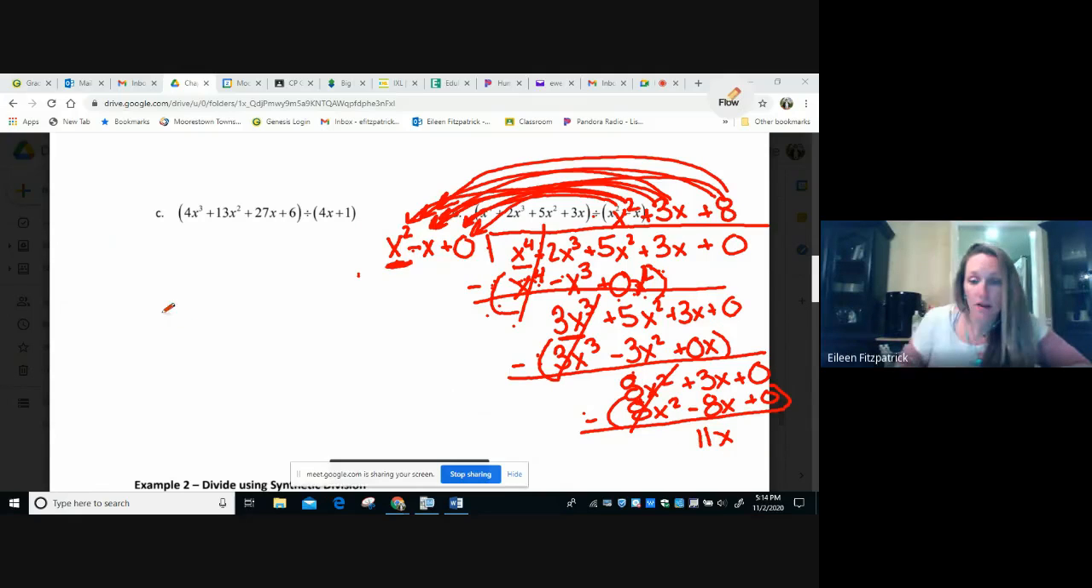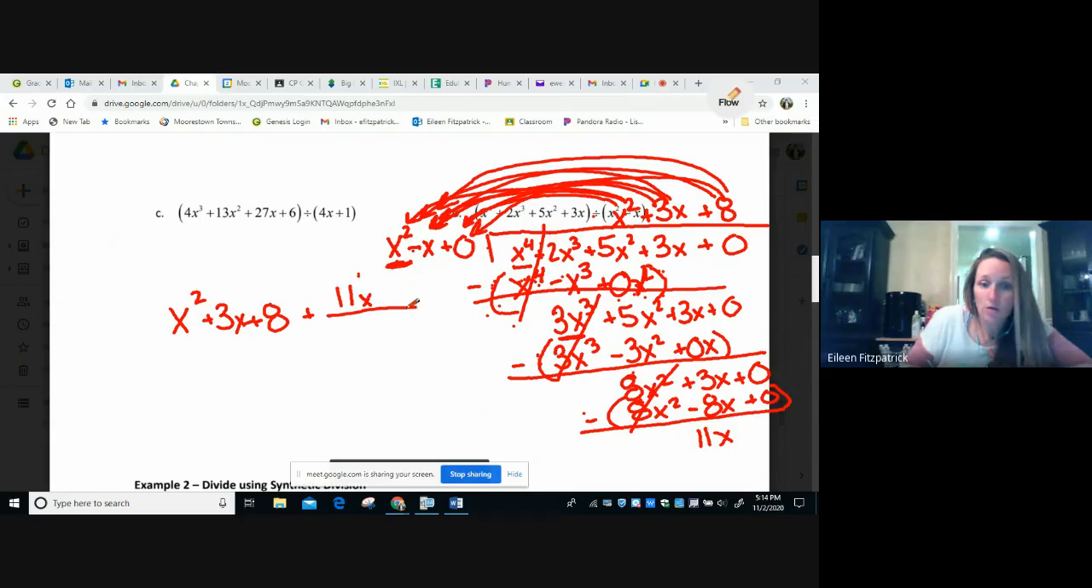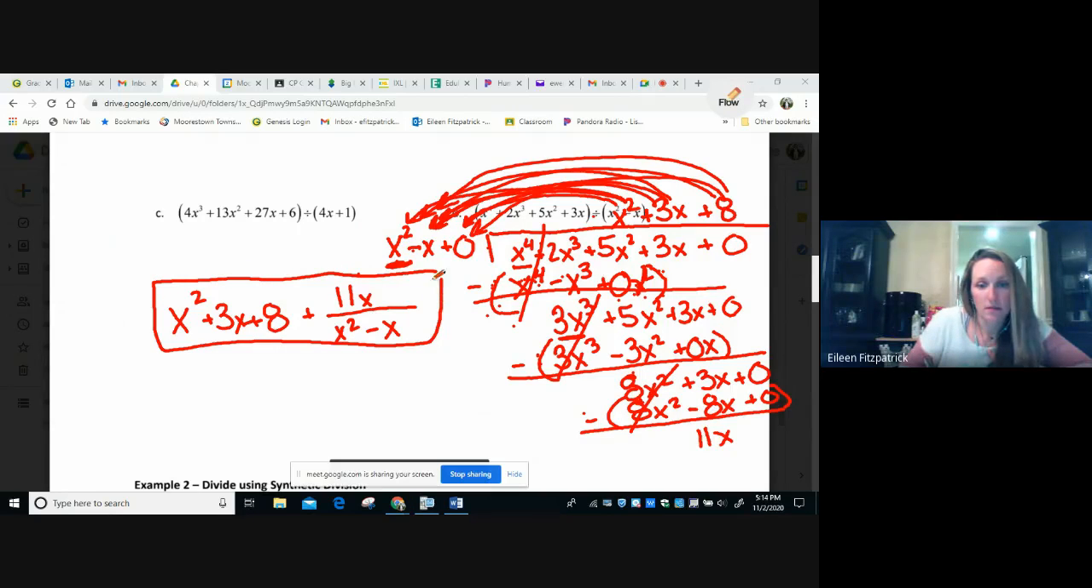Again, the way you write your answer, you write your quotient, which is what you have above the house. So it's x squared plus 3x plus 8. It's a plus. Then it's always the remainder, so plus the remainder of 11x over the divisor. What did we divide by? We divided by x squared minus x. If you want to put the plus 0, that's fine. I wouldn't take off for that. But remember, we put that in there kind of as a placeholder. It wasn't included in the original problem. So this is how I'm going to write my answer. Okay.